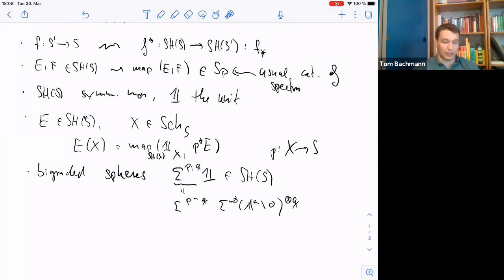It turns out that there are two canonical invertible objects in this category. One is the usual sphere, and one is maybe this guy. And then this is just some linear combination of them, which happens to be convenient.